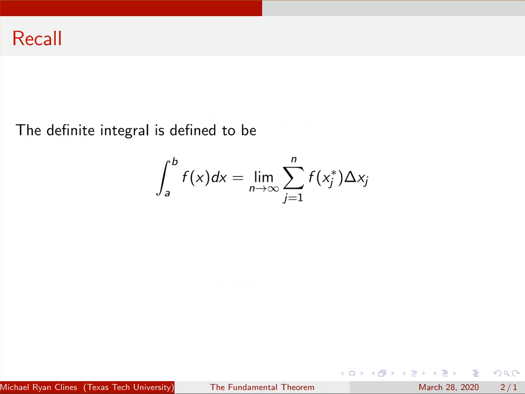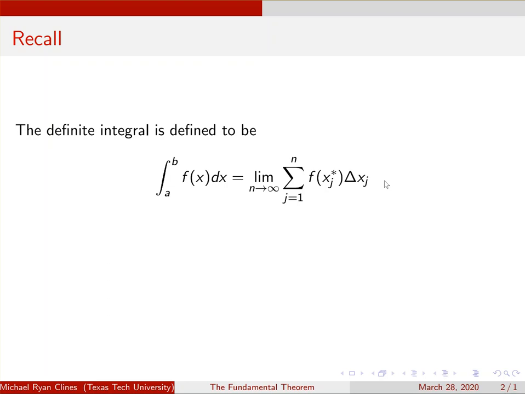First, recall from the last section where we talked about the definite integral. We defined the definite integral, the integral from a to b of f of x dx, to be the limit as n goes to infinity of the summation of j equals 1 to n of f of xj star times delta xj, where this summation right here is just the Riemann sum.